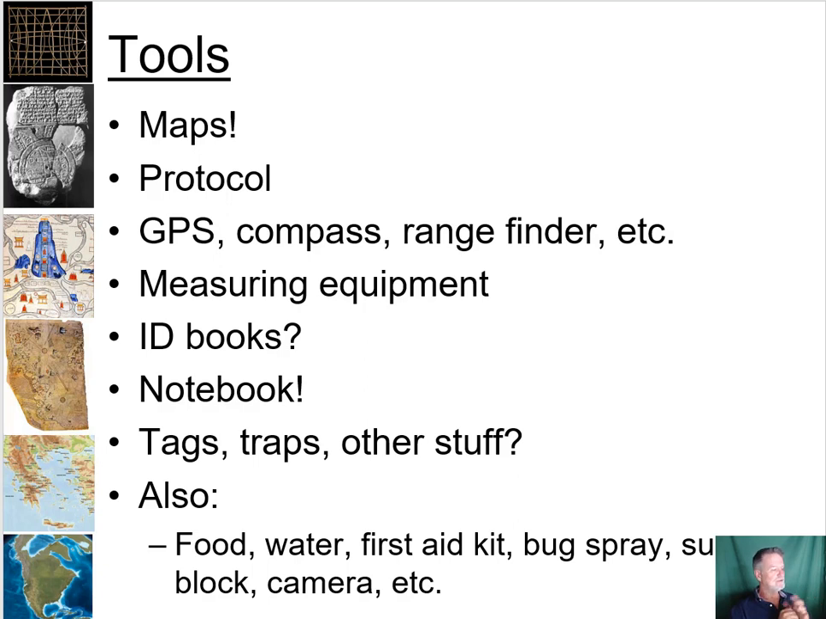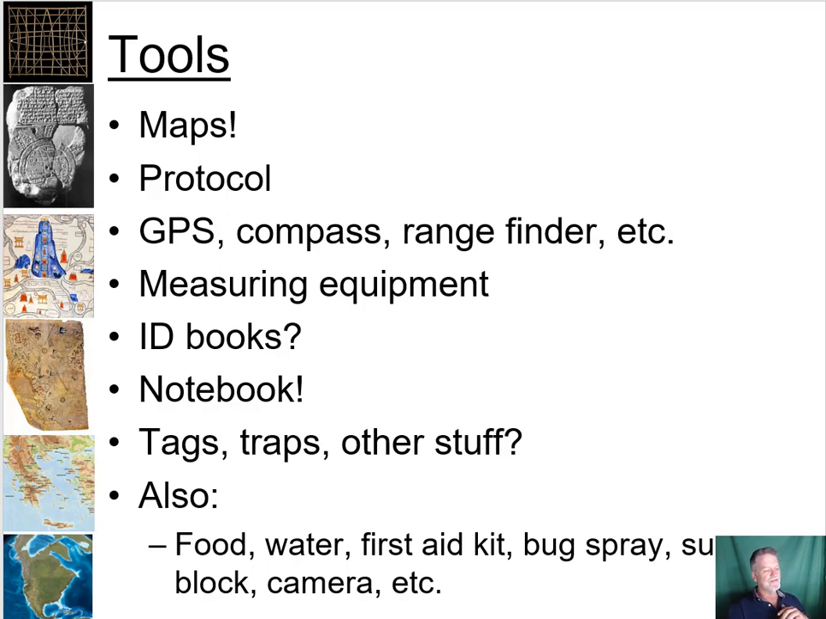ID books, do you need those? Especially if you're doing plant work, you probably need some identification books. Notebook, definitely have a notebook, pens, pencil, be able to take lots of notes. And then depending upon the discipline, you may have tags, straps, other things.